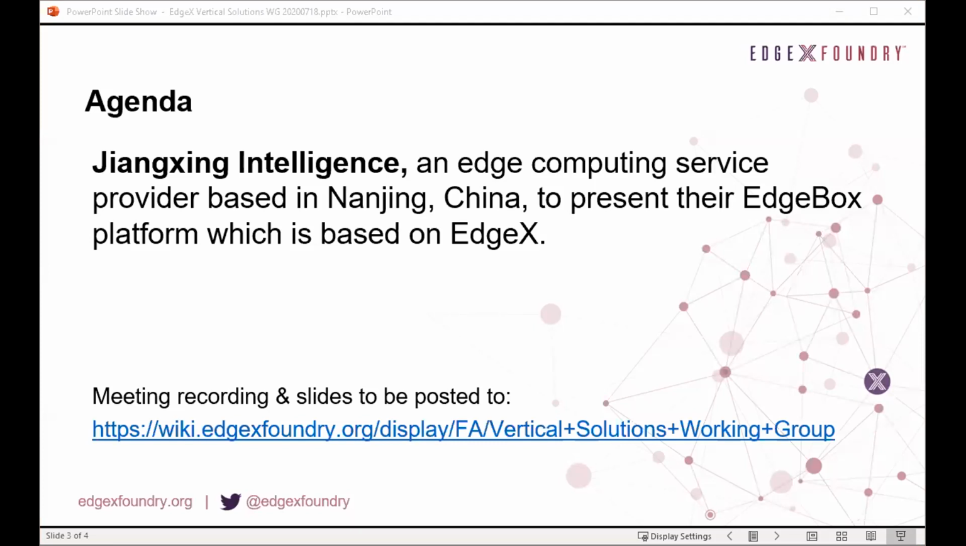Here to talk about EdgeBox, Jiangxing Intelligence, and all that they are doing with EdgeX today is Dr. Hong Zhang, as I mentioned. He is currently the R&D director of Jiangxing Intelligence. He received his PhD from Simon Fraser University in Canada in 2018. I believe a number of his colleagues at Jiangxing are also from Canada, at least from getting their advanced degrees there. From 2018 to 2019, he was an associate researcher in the School of Computer Science at the University of Science and Technology of China. His research interests include multimedia communications and cloud edge computing.